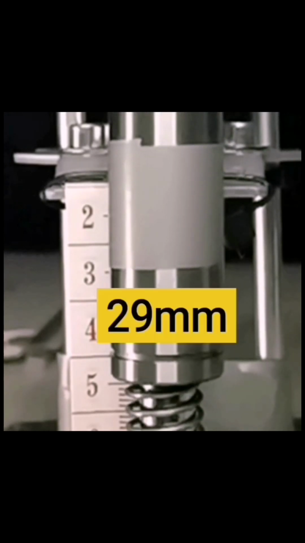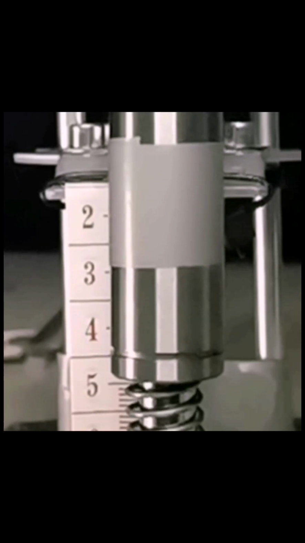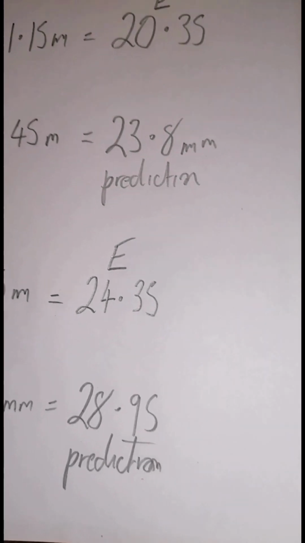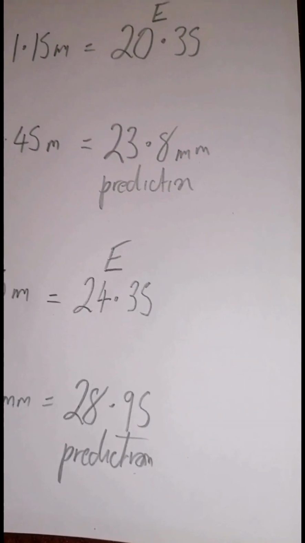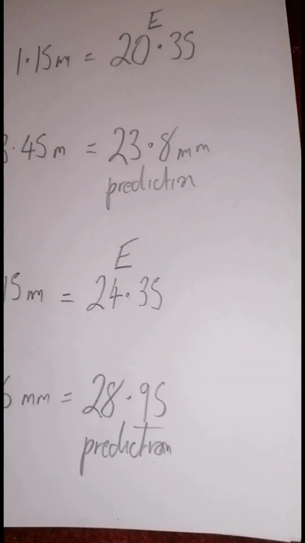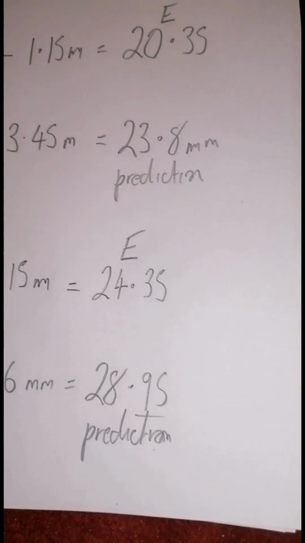And the full mass at 1 height: 5, 10, 15, 20, 25, 29. And as we can see there, we roughly got 29, so we had 28.95, which is pretty close to 29.